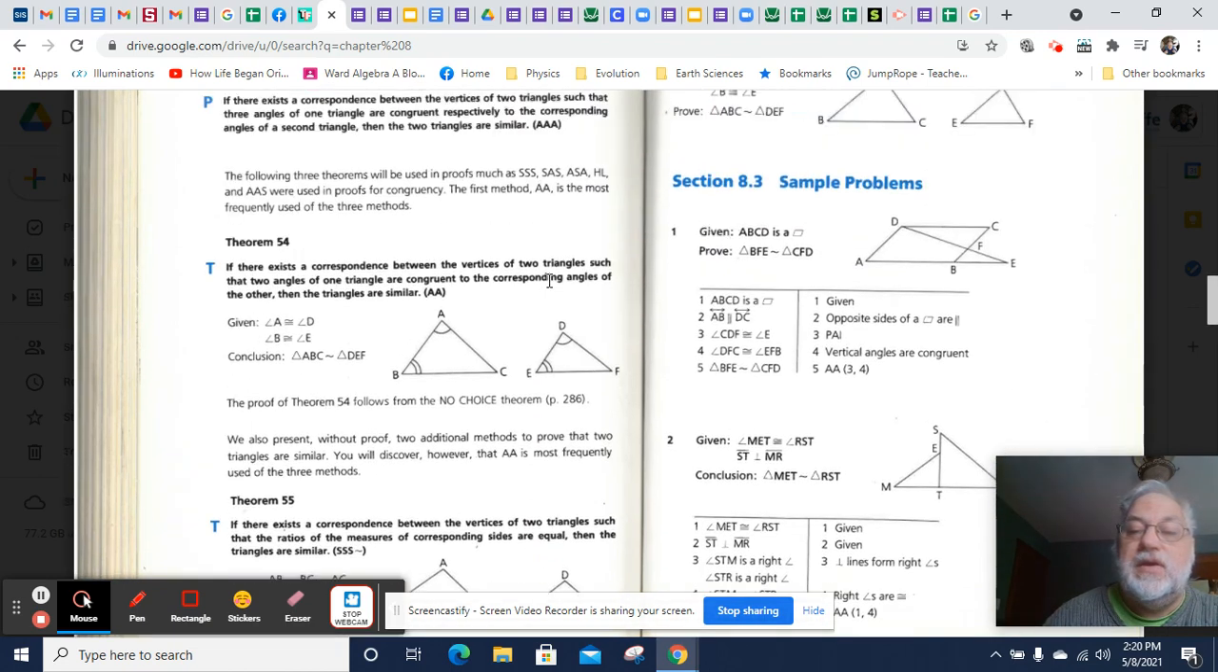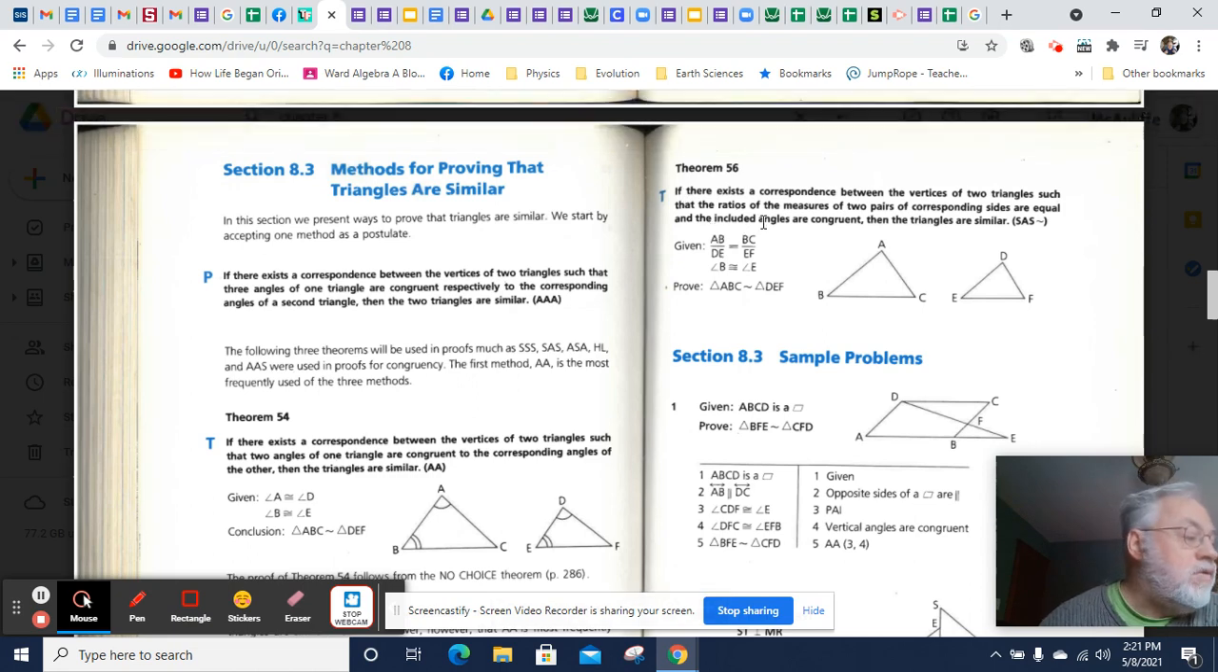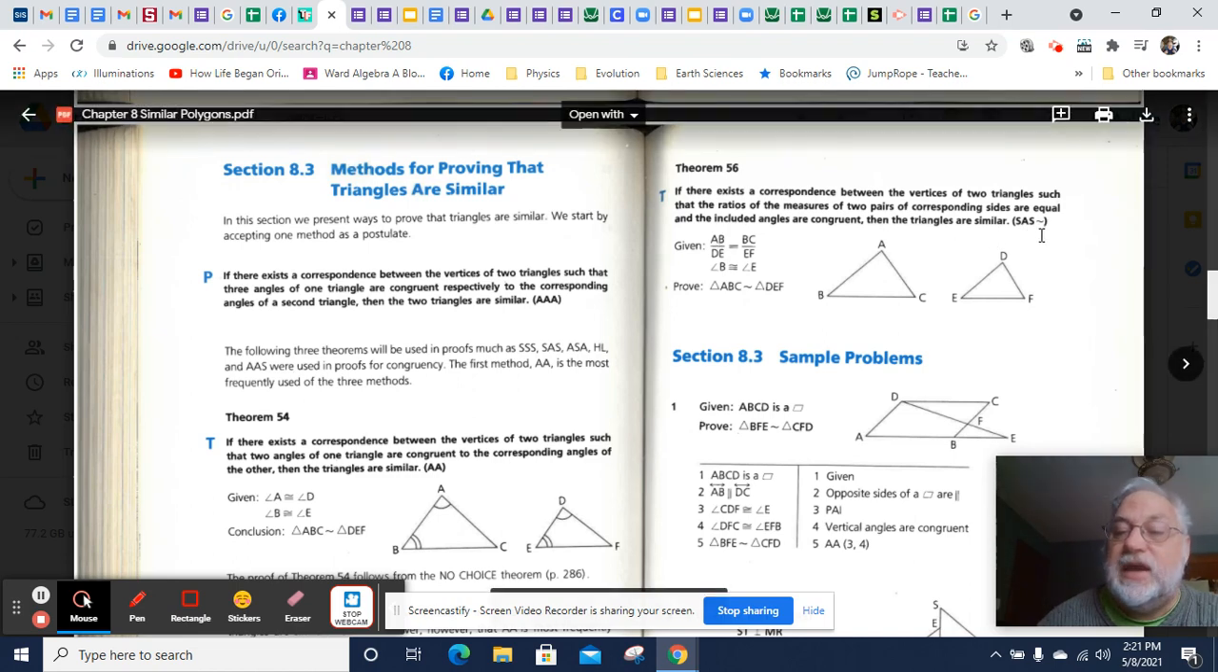Now, then there's another one where if you know an included angle is congruent, so here B and E are congruent, and you know that there's a ratio that works for the two sides that are on either side of that angle, then you have enough to prove that the triangles are similar as well. This is side angle side similarity, not congruency.